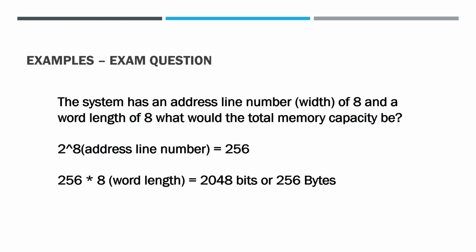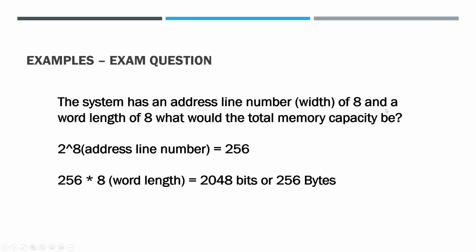Okay, so if we have an address line number width of 8, that means we can have 2 to the power of 8 memory locations, which is 256. There are 256 words we can have, right? Because a word is stored in a memory address. But word length and address line number width can be different.